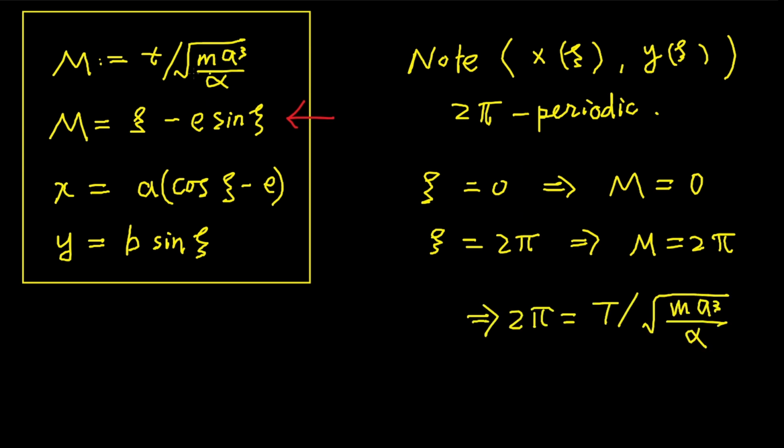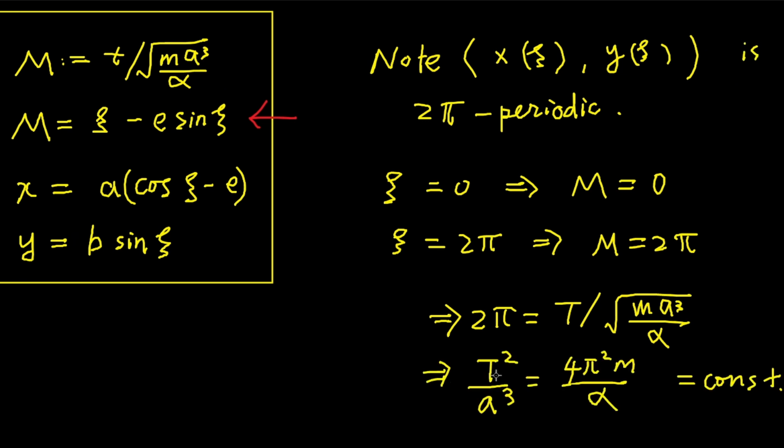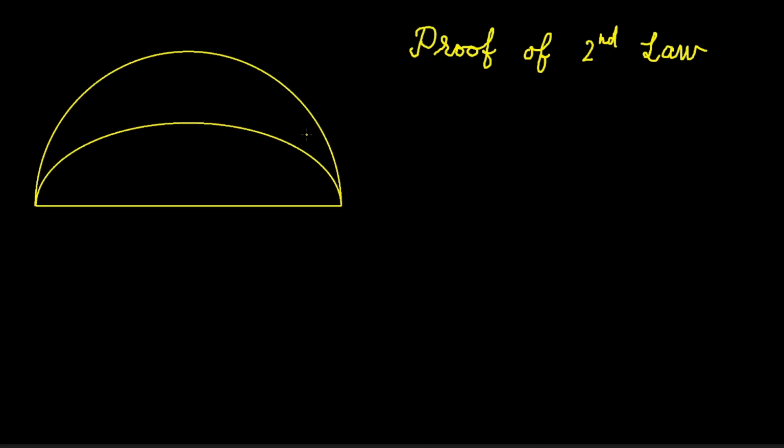And since M is proportional to t, we conclude that 2 pi is equal to the period, capital T, divided by the constant. Rearranging it, we get T squared over a cubed equals 4 pi squared times m over alpha, which is of course a constant. This proves the third law. Let's continue and prove the second law.